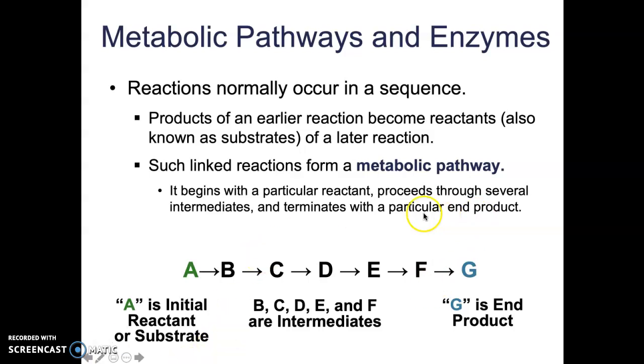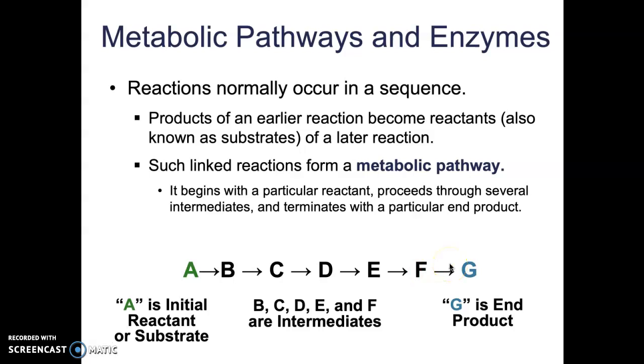end product. So we're going to start off by converting A to B. A is going to be our initial reactant, or our initial substrate. Once we convert A to B, B can be converted to C, C can be converted to D, D converted to E, E converted to F, and F converted to G. G will be our final product.